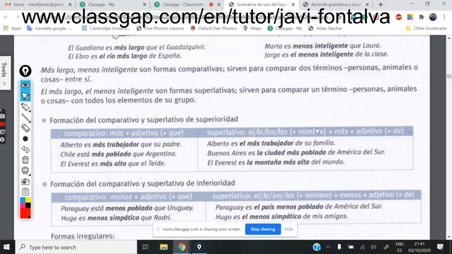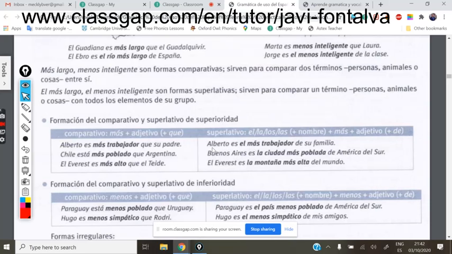Then you might have a noun, which is optional. Then you're going to have más, if you want to say most. If you want to say least, you're going to say menos. Then the adjective, and then this de is also optional. If you want to talk about the group where the person or the thing stands out, then you include this de. Let's look at some examples.